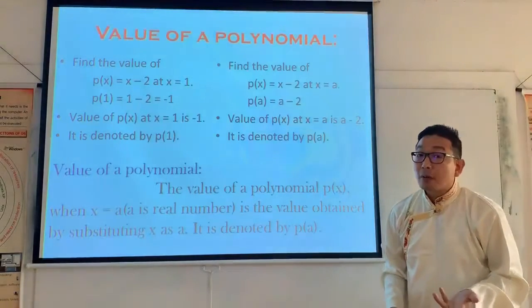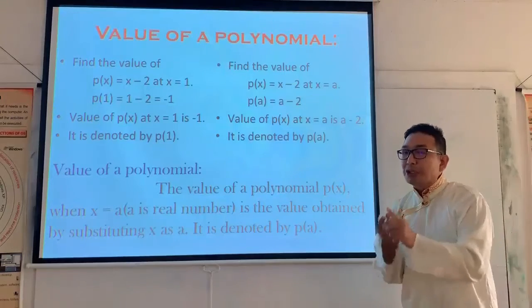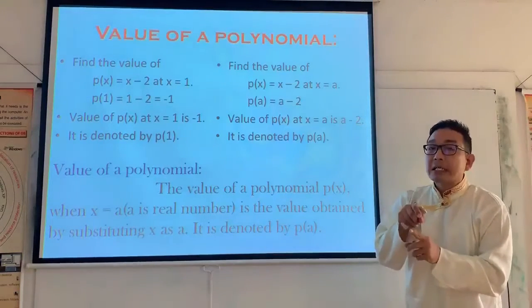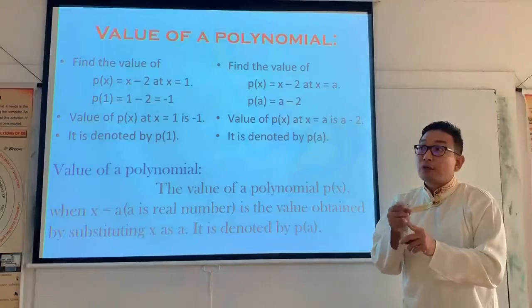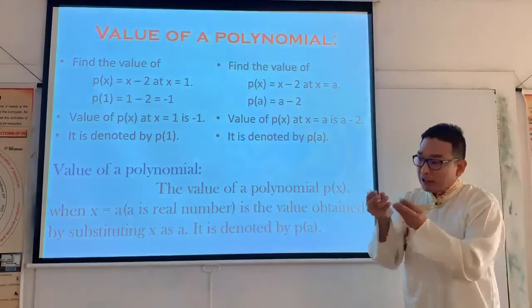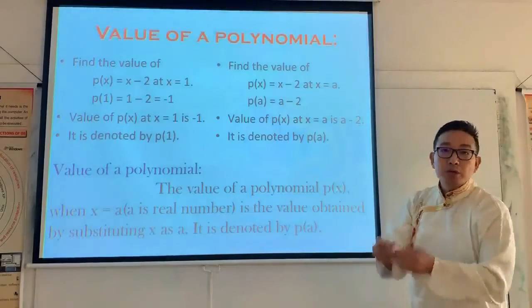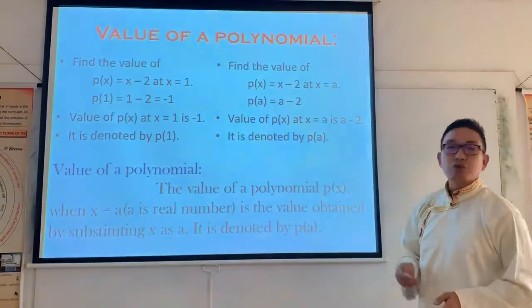So if you are asked to find the value of a polynomial, the first thing is you need to substitute the value of x. We need to substitute the value of the constant in place of x to get the value of the polynomial.